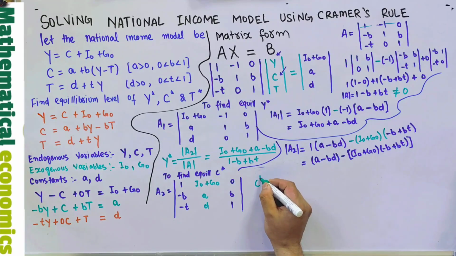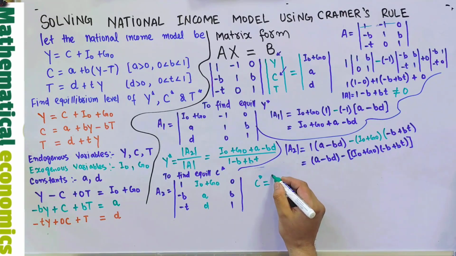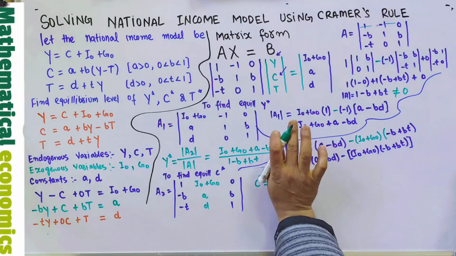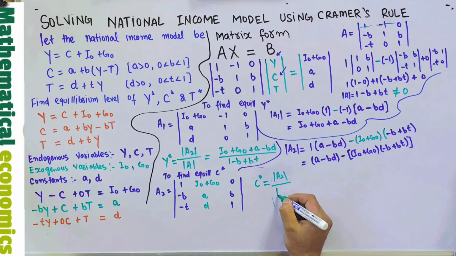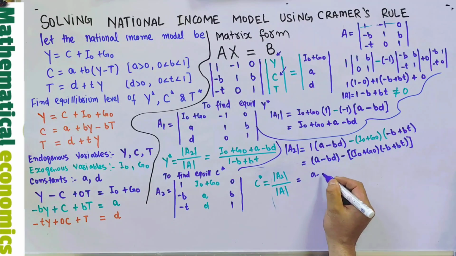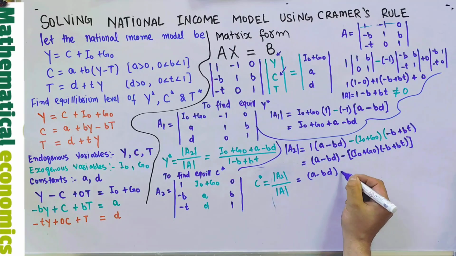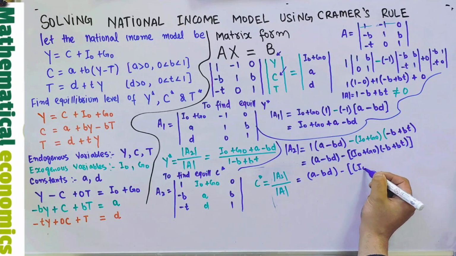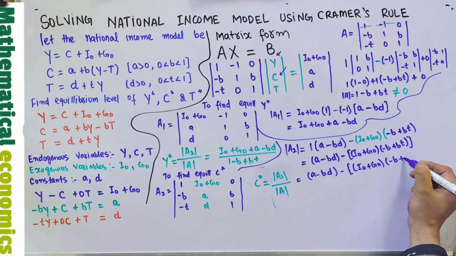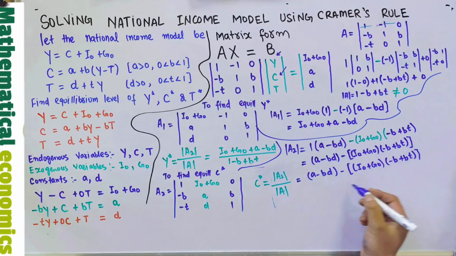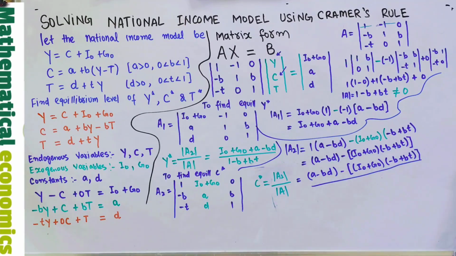The value of the equilibrium level of consumption will be the determinant of this new matrix A2 upon the determinant of the coefficient matrix. That is, we have A minus BD, minus (I naught plus G naught) times (minus B plus BT), divided by the determinant of the coefficient matrix, that is A, whose value is 1 minus B plus BT.